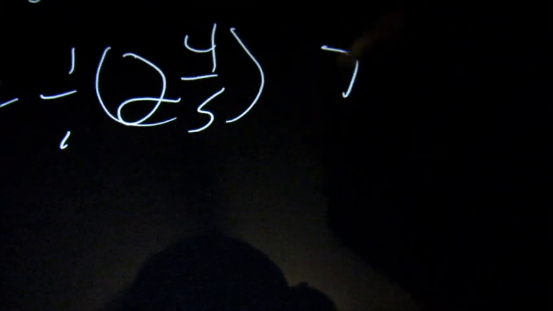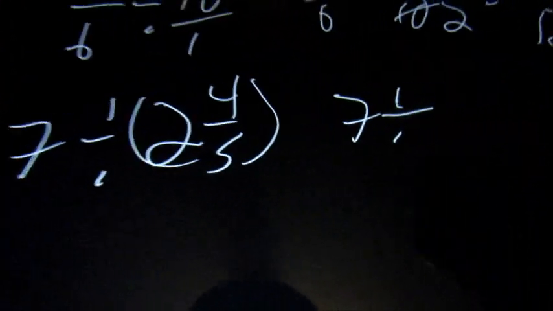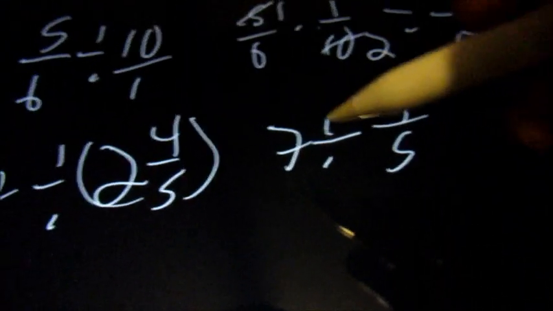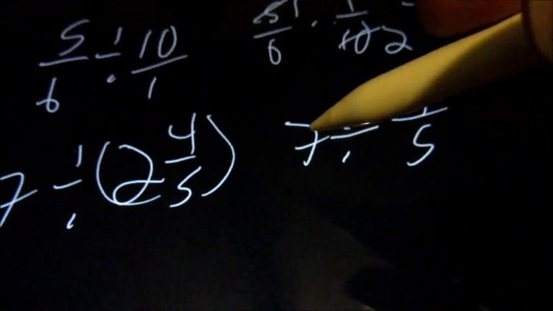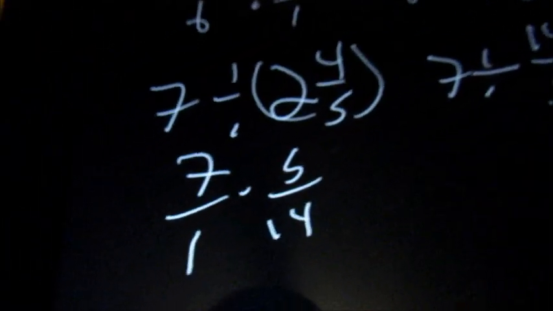So this becomes 7 divided by, we're going to say 5 times 2 is 10, plus 4 is 14, and it's still over the 5. So now, again, we're going to change this to be a 7 over 1, and then it becomes times 5 over 14.